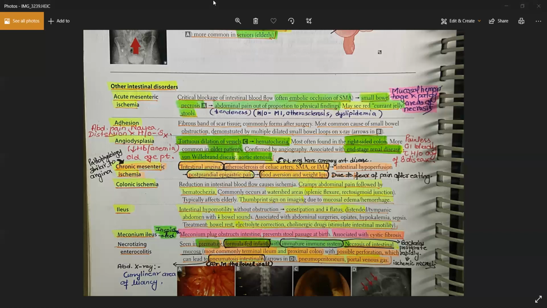In case of ASD or persistent foramen ovale, you can have a paradoxical emboli, right? So in that case, you can have acute mesenteric ischemia, right?